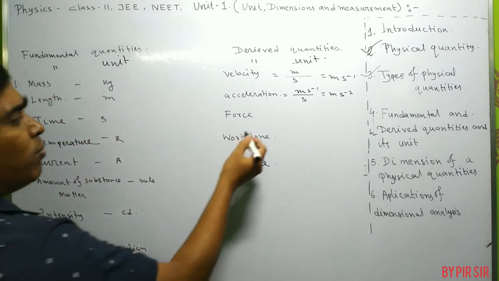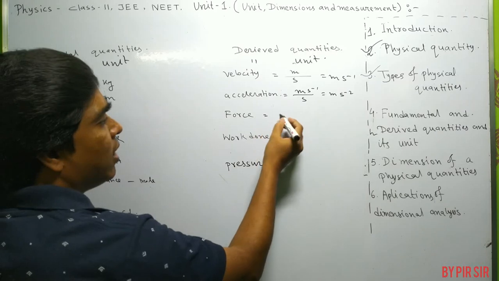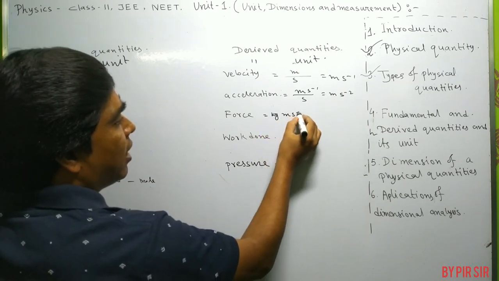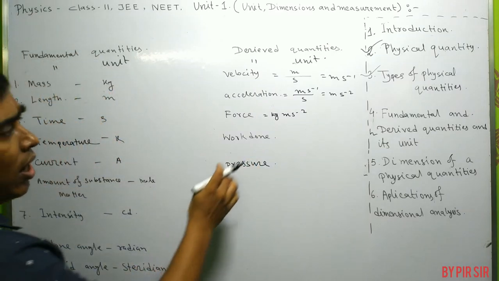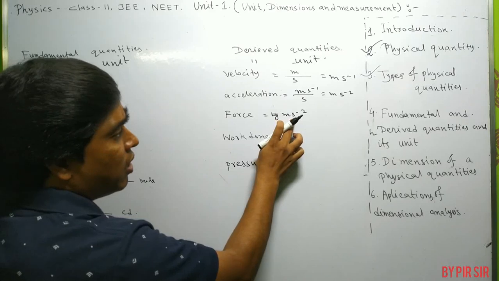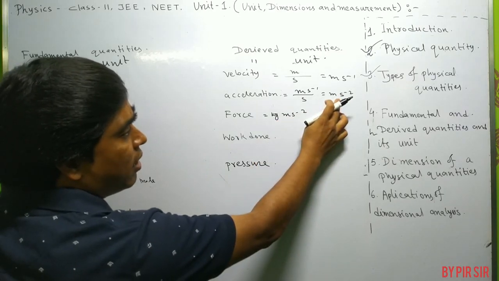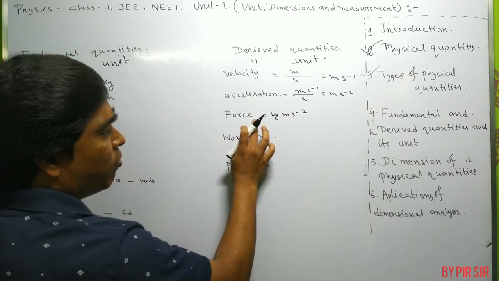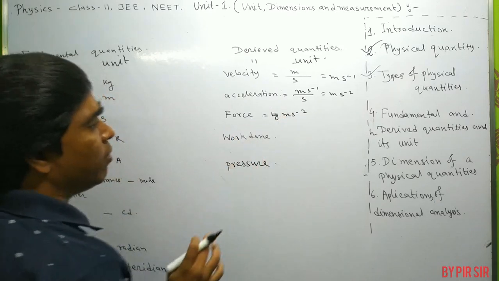What is the unit of force? Force is mass into acceleration. The unit of acceleration is m s^-2 and the unit of mass is kg, so the unit of force is kg m s^-2.